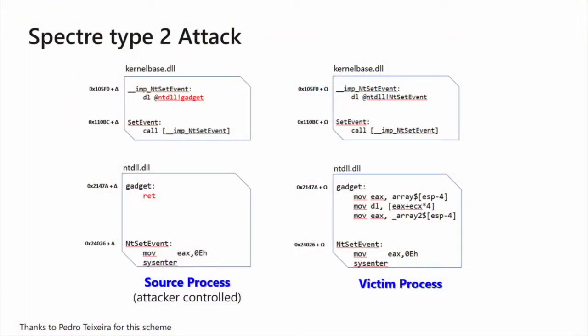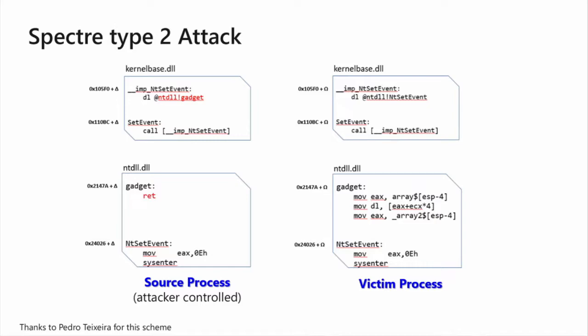These are the two basics that you need to know for understanding the Spectre v2 attack. So let's see an example. In this case, there is a source process and a victim process. First thing that you need to know to attack using Spectre type 2: you need to find a gadget. The gadget must access two arrays in a particular way. We will see in a while how.